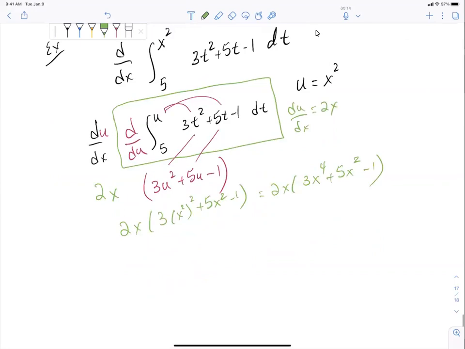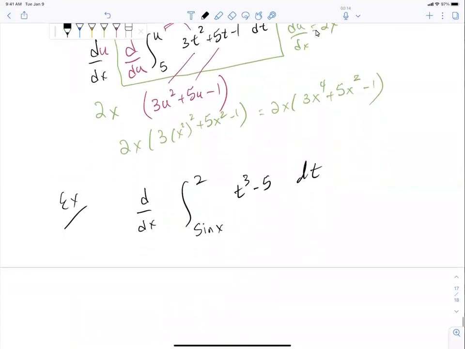Let's do one more, just so I can show you how. Let's say d/dx of, let me just do something a little more interesting, the integral from sine x to 2 of t cubed minus 5 dt. Okay. So first things first, I have to make it in the form of the fundamental theorem of calculus, which means I have to switch the bounds of the integral. So there's a negative that creates.